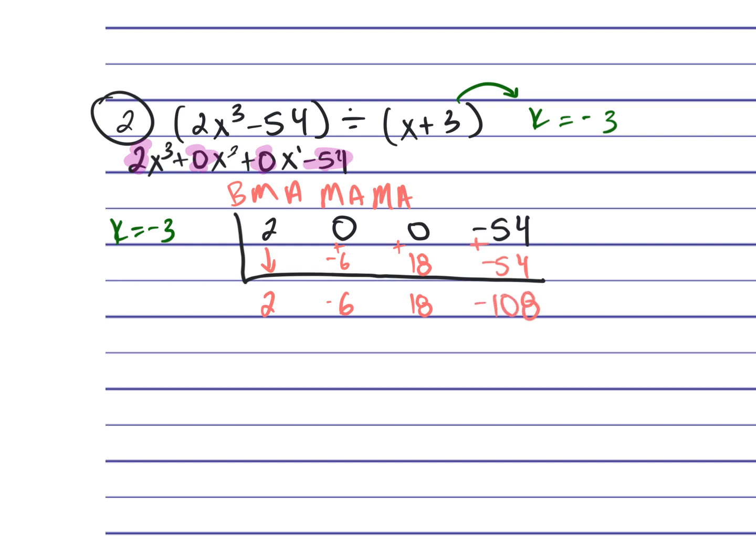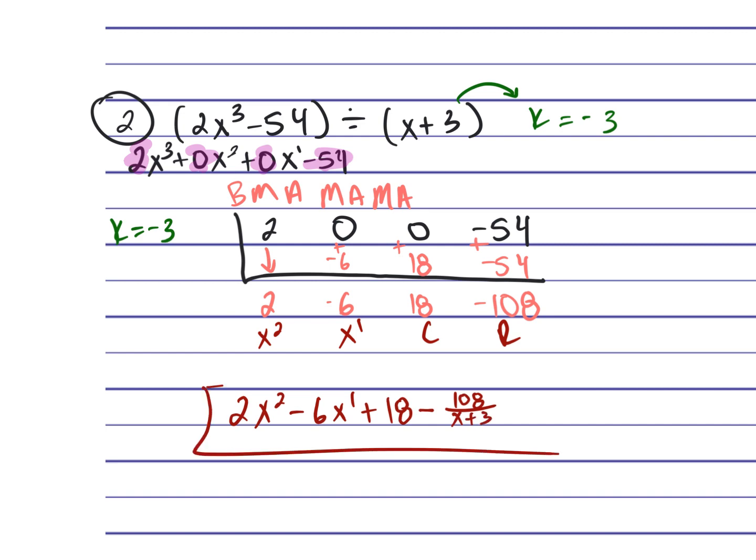So now we write the answer backwards. Remainder, constant, x to the 1, x squared. My full answer is 2x squared minus 6x. My constant is positive 18, minus the remainder on top, divisor on the bottom. Just like that.